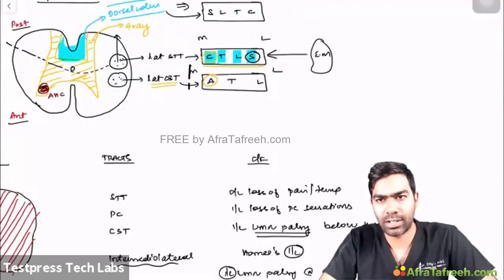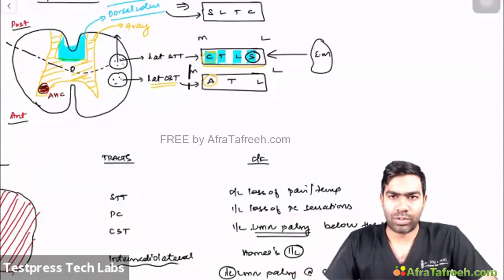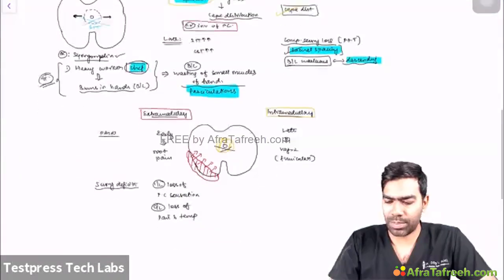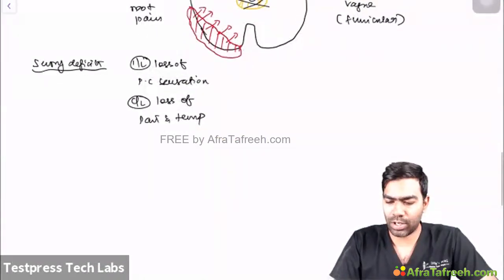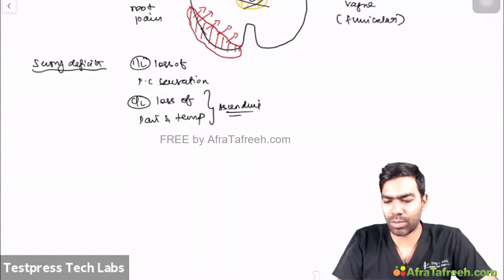Ascending or descending? From the side, if you compress. Yes, of course, you're right. Because you're compressing from the side, you're going to have some kind of an ascending sensory loss. That's a very important point here.